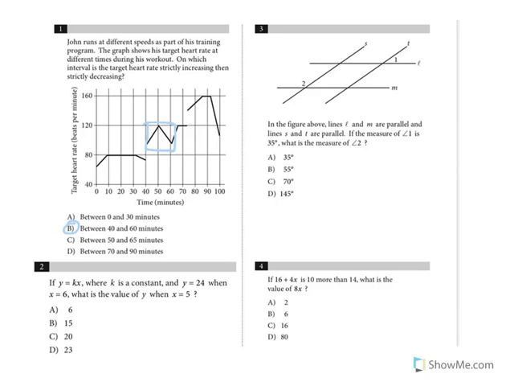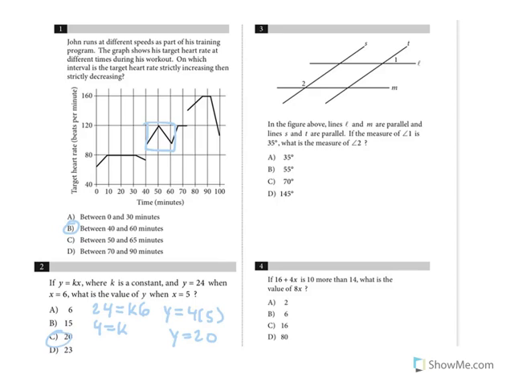All right, if y equals kx, where k is a constant, and y equals 24 when x equals 6, what is the value of y when x equals 5? We have a classic direct variation right here, y equals kx. We know y equals 24 when x equals 6, so we have 24 equals k times 6, meaning 4 equals k. Now we want to know the value of y when x equals 5. Again, when do we know we have the correct answer? Solving for k isn't enough, we need to solve for the value of y. So y is going to equal 4 times 5, so y equals 20. Answer choice C.